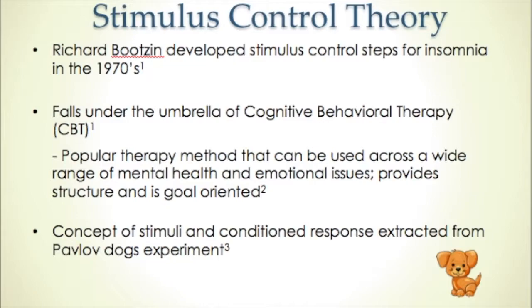Stimulus control theory falls under the larger umbrella of cognitive behavioral therapy, which is a very big topic, and I won't go into that at all because it's a whole other discussion. But CBT is very popular and is used by a lot of therapists in psychotherapy, and it can cover a really wide range of mental health issues or emotional issues. That can include PTSD, eating disorders, depression, sleep disorders, even schizophrenia and substance abuse. So think of stimulus control theory as a smaller, more specific tool under the CBT umbrella.